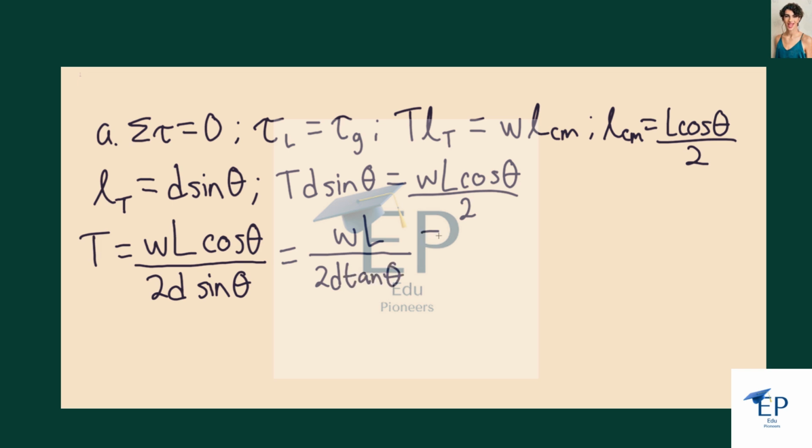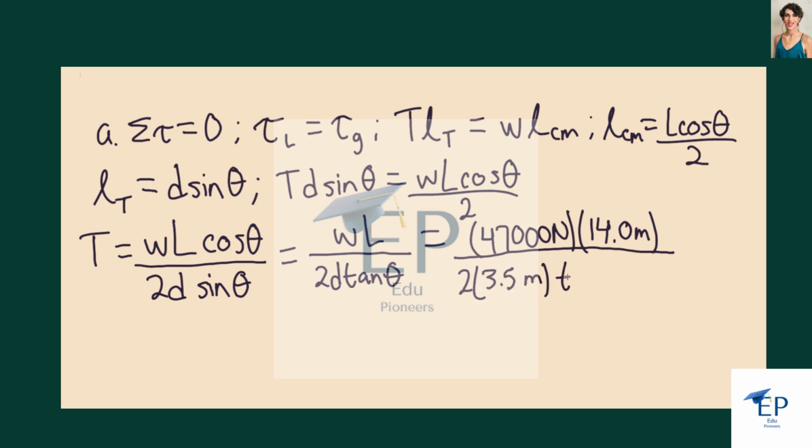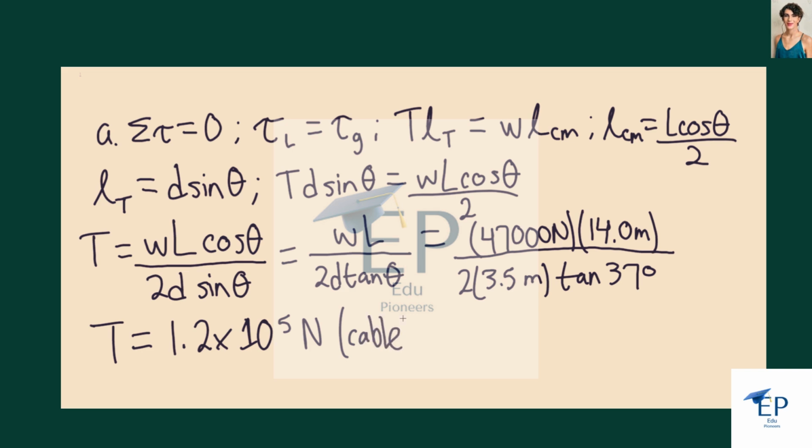So this is going to be equal to 47,000 newtons, the weight, times the full length, 14.0 meters, divided by 2 times 3.5 meters, times tangent of 37 degrees, and we find that the tension in the cable is going to be equal to 1.2 times 10 to the 5th newtons. Again, the tension in the cable. So this would be your answer for part A.